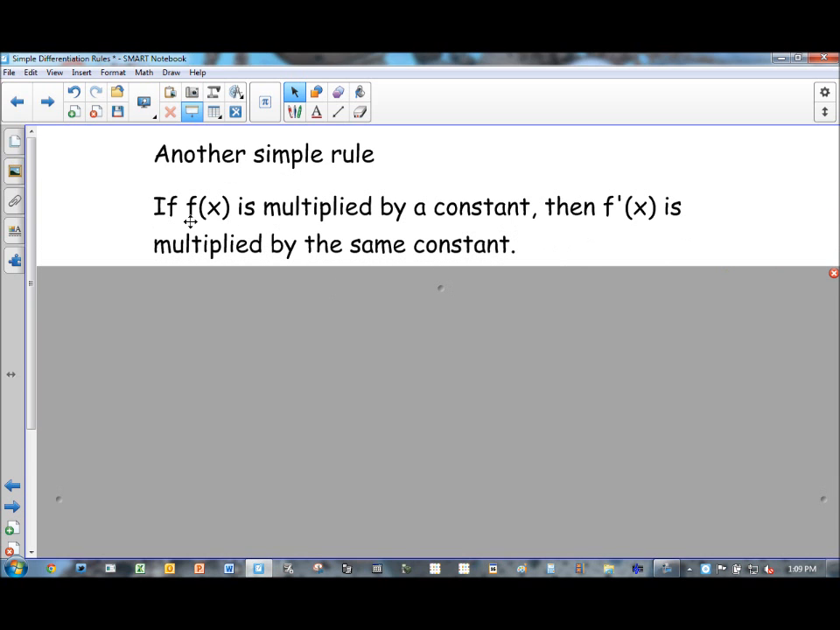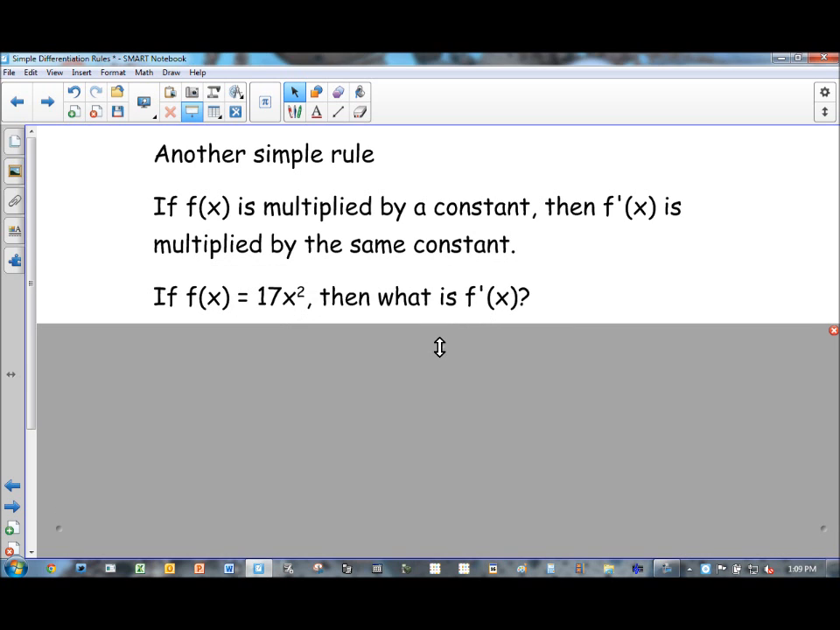Okay, if I've got some function f of x and I decide I want to multiply it by a constant, then the derivative is also going to be multiplied by the same constant. That makes sense. If I multiply f of x by a constant, then what that's doing is creating a vertical stretch. So all of the slopes that were on the original function are now steeper than they were before by that vertical stretch.